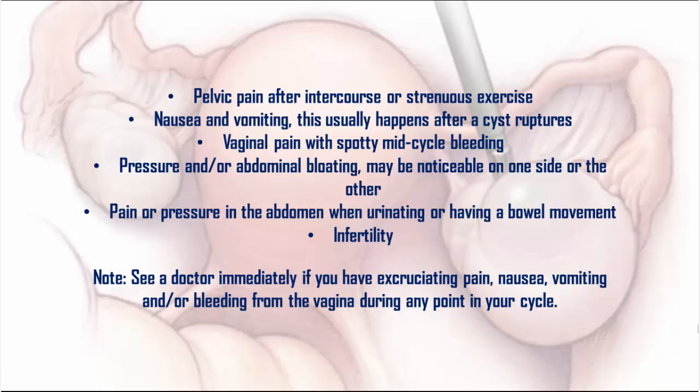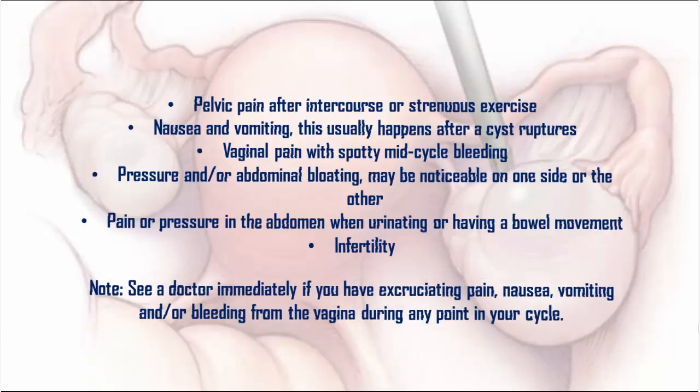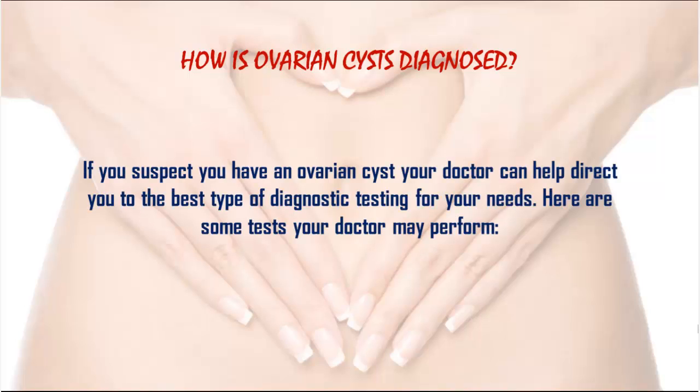Nausea and vomiting. This usually happens after a cyst ruptures. Vaginal pain with spotty mid-cycle bleeding. Pressure and/or abdominal bloating may be noticeable on one side or the other. Pain or pressure in the abdomen when urinating or having a bowel movement. Infertility. Note: see a doctor immediately if you have excruciating pain, nausea, vomiting and/or bleeding from the vagina during any point in your cycle.